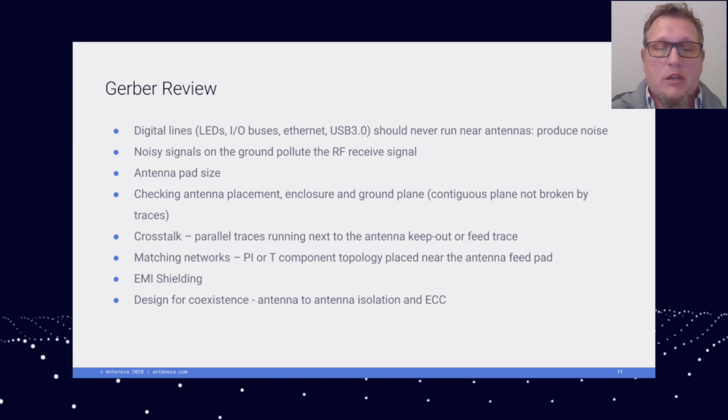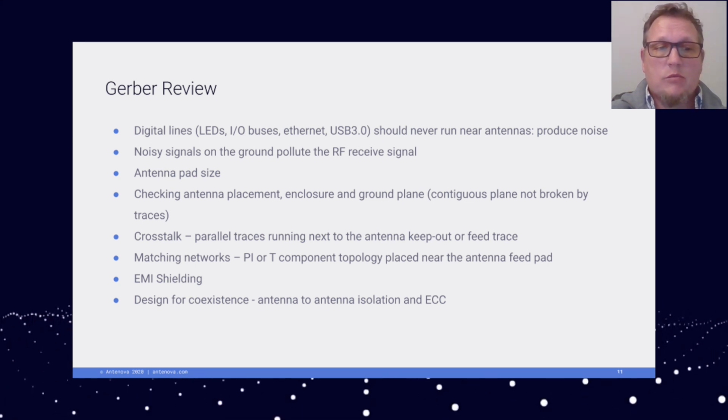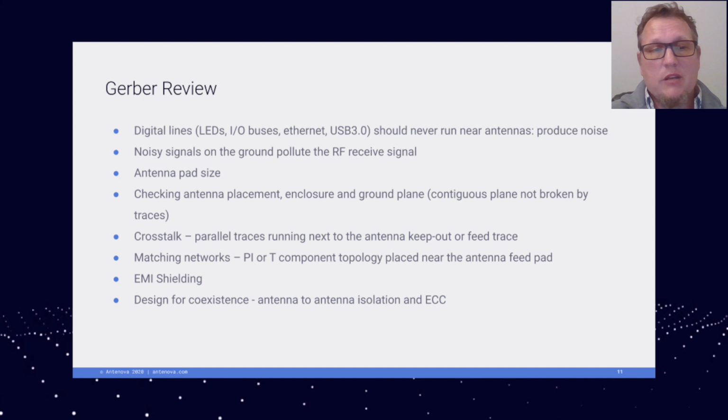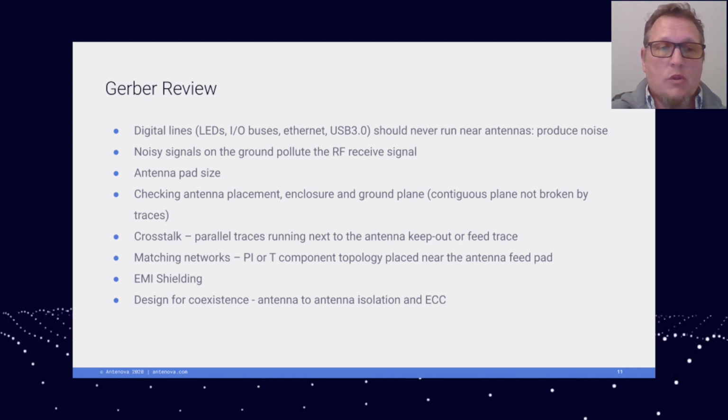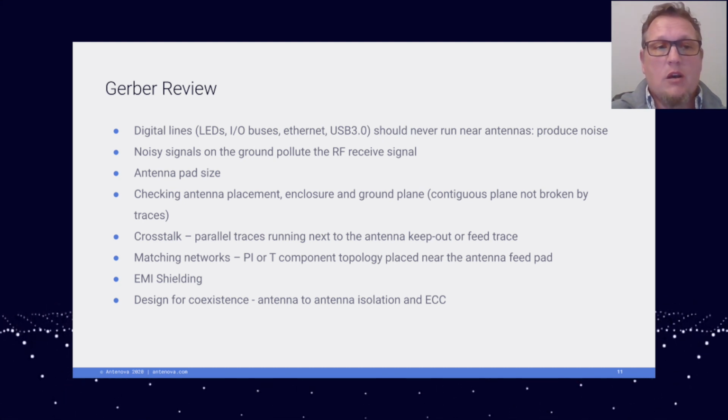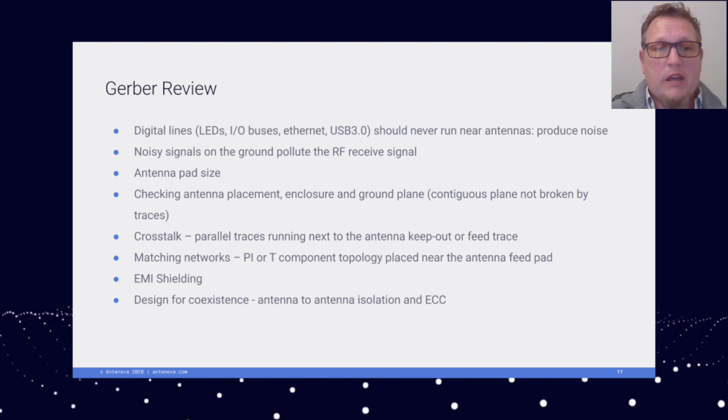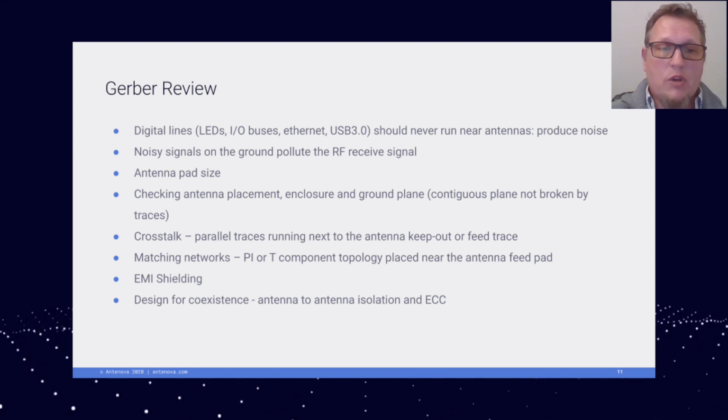So you want to make sure that you separate those antennas with some space, and also rotate them 90 degrees from each other so that they are orthogonally opposite of each other and their radiation patterns do not couple.